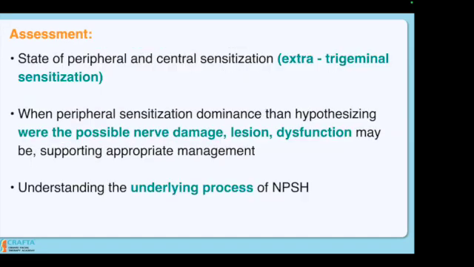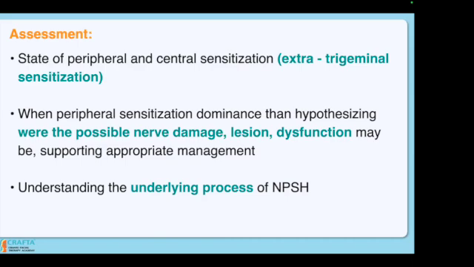Then, of course, when we do our assessment, it's important to understand what the state of the peripheral nerve is. Is there maybe already a central sensitization? So is there more of an extra-trigeminal sensitization at that time for that patient? And that's, of course, not always easy, but there are different tests to localize it a little bit more. That's what we talk about more in our advanced courses. When the peripheral nerve sensitization is very dominant, we can say there is possibly a nerve damage, a lesion, or a dysfunction.